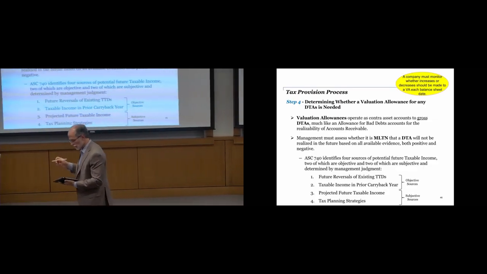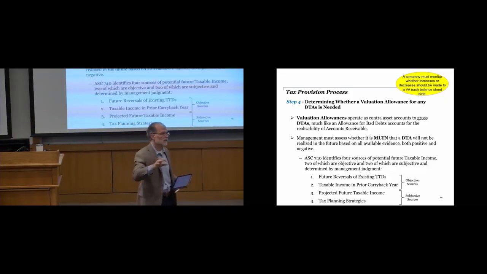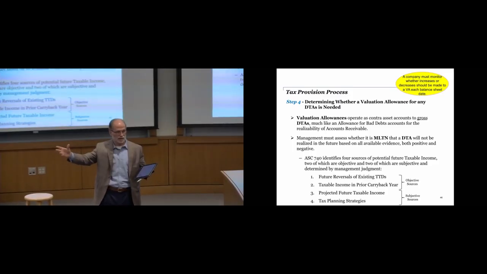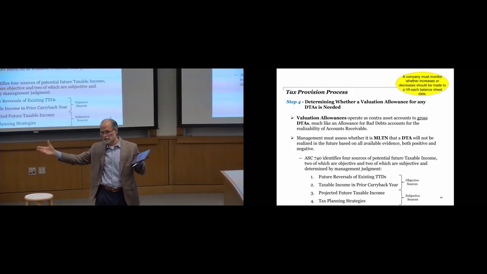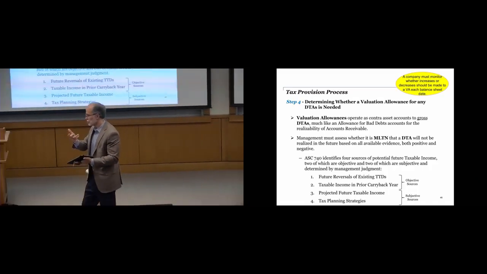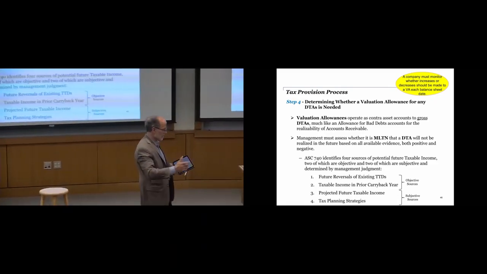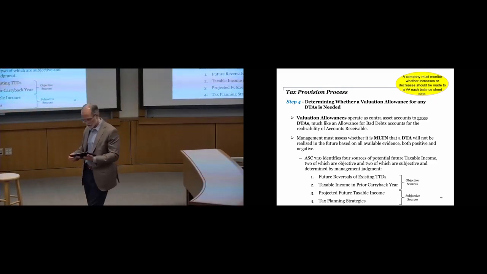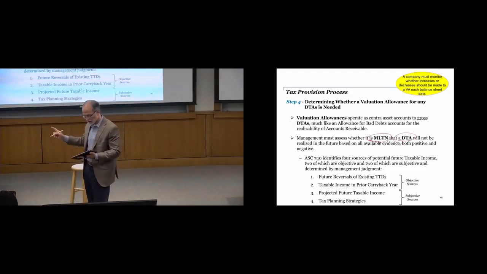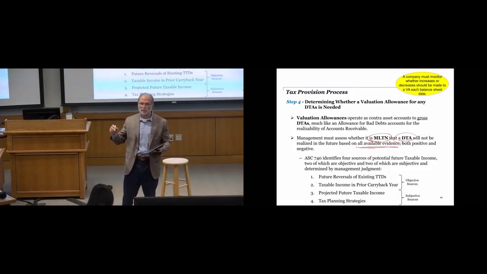So valuation allowances are contra asset accounts. Just like accounts receivable and the allowance for bad debts, right? The allowance for bad debt is a contra asset account because it goes against accounts receivable gross to get the net AR. That's the same thing here in DTA. The valuation allowance is a contra asset account for the DTA. So management must assess whether it's more likely than not that a DTA will not be realized in the future based on all available evidence, both positive and negative.